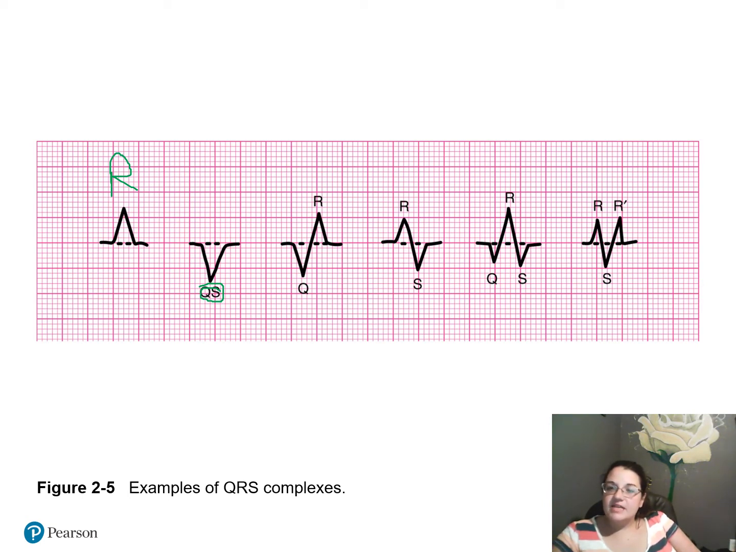But if it was a negative deflection before the R, it would be a Q. So here you see your negative deflection is Q, positive R, negative is S. And then you have your positive deflection is R, negative is S, and your second positive deflection is R prime. So remember, if you are imagining this as a number line, positive is up and negative is below.